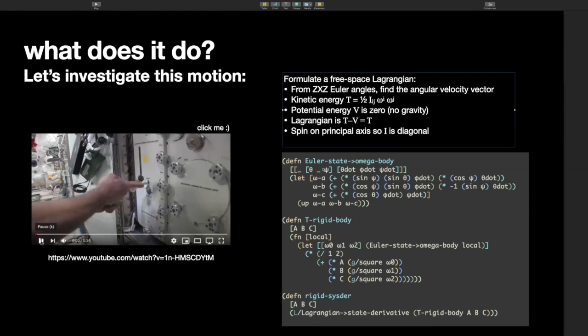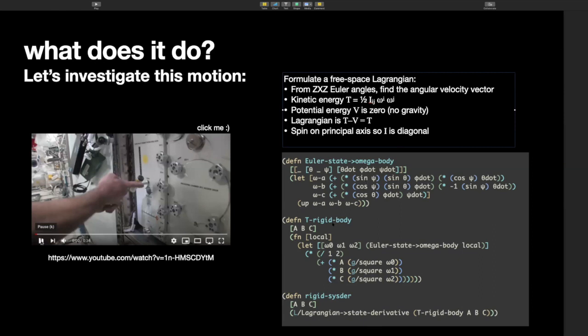So it's a rotating object. They use what are called the Euler angles, like roll, pitch, and yaw, to describe the position of the object. Then we write a little function that says, if we knew the three angles of the body, what would its angular velocity be? And that's what this function does, Euler state to omega body. So omega is the angular velocity of it.